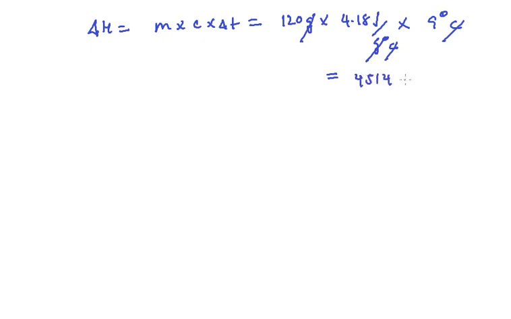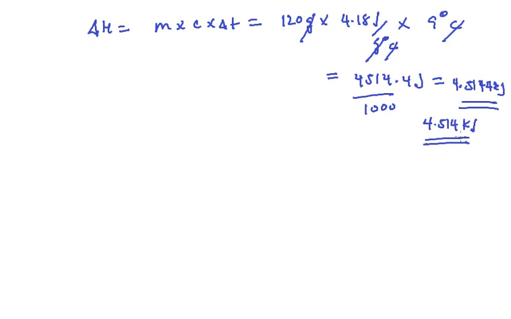4,514, approximately 0.4 joules. You can write this in terms of kilojoules. If you would like it in kilojoules, you divide this by 1000. If you divide this by 1000, that gives you, I believe, 4.514 kilojoules. I think it's the easiest way to write it. 4.514 kilojoules would be good.